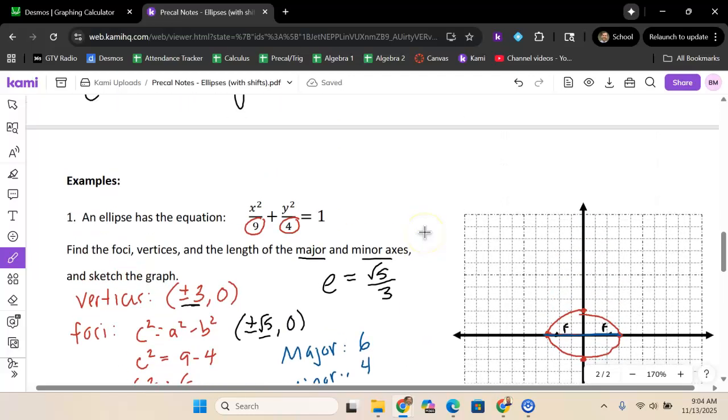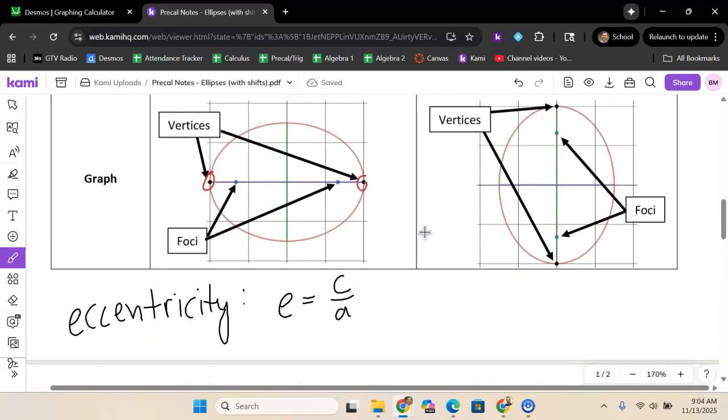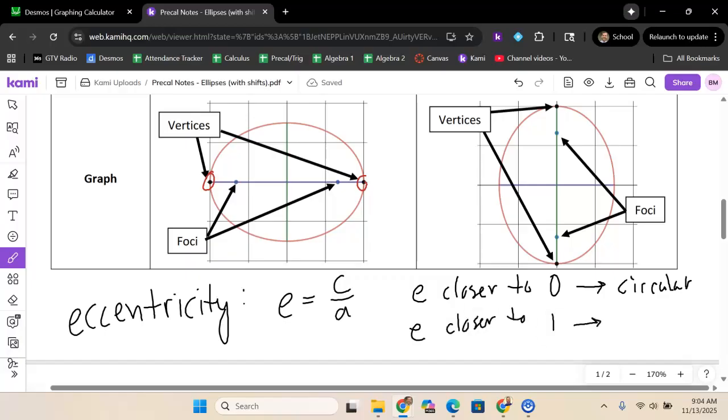Okay. What does the eccentricity tell you? The eccentricity tells you how circular or how stretched out that ellipse is. If the eccentricity is closer to 0, then we're going to have a more circular ellipse. If e is closer to 1, so it will always be a number between 0 and 1, then that's going to be more elongated. It's going to look more stretched out. Okay, so that is our idea of eccentricity.